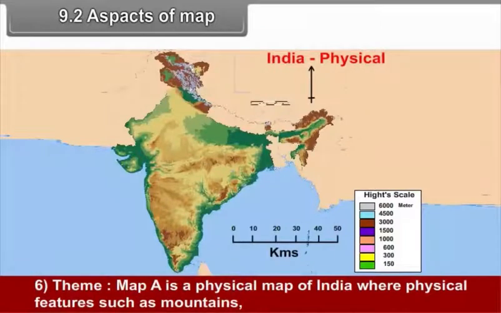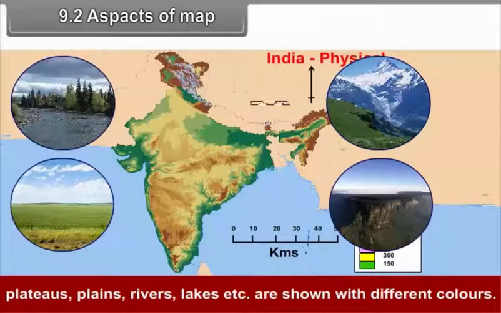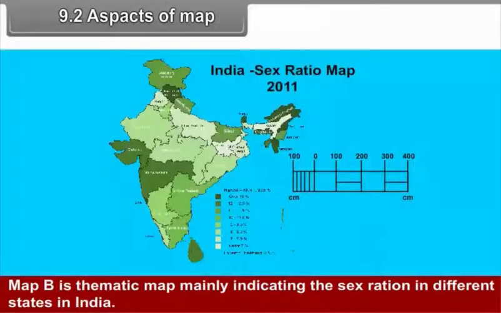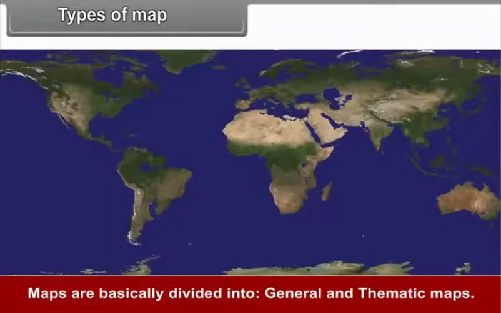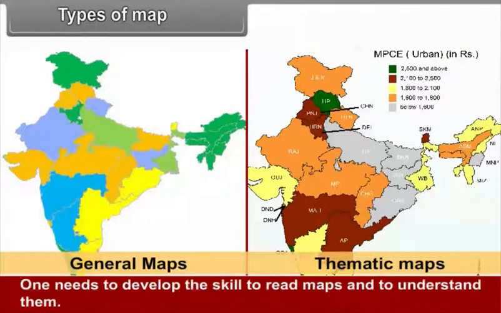6. Theme. Map A is a physical map of India where physical features such as mountains, plateaus, plains, rivers, lakes, etc. are shown with different colors. Map B is a thematic map mainly indicating the sex ratio in different states in India. Maps are basically divided into general and thematic maps. One needs to develop the skill to read maps and to understand them.